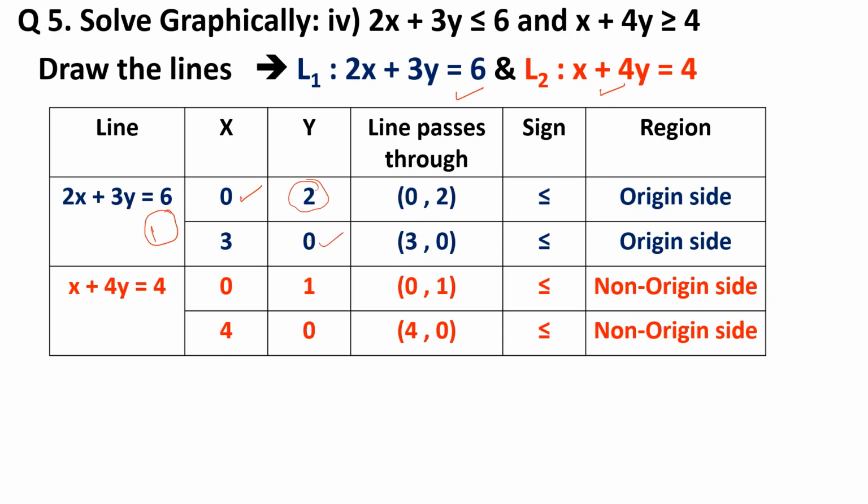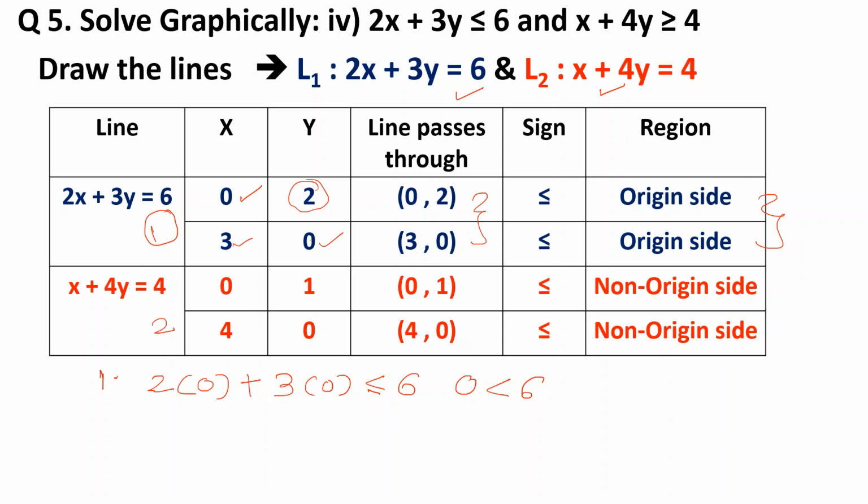Similarly, put y is equal to 0 here, 3x is equal to 6, so x will be equal to 3. So you got the 2 points 0, 2 and 3, 0. I have to check the condition now whether it is origin side or non-origin side. So in the first inequality, put x is equal to 0 and y is equal to 0. So 2 into 0 plus 3 into 0 less than or equal to 6. So 0 less than 6. Condition is satisfied. So I am taking here origin side.